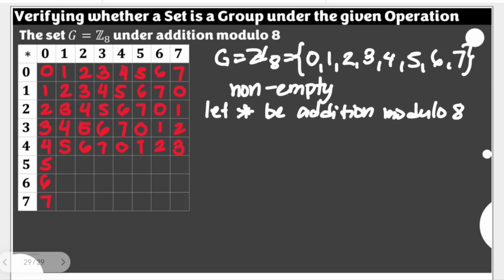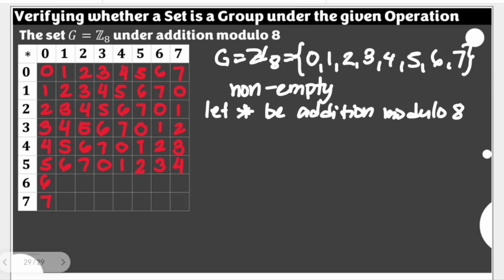Continue. 5 plus 1 is 6. 5 plus 2 is 7. 5 plus 3 is 0. 5 plus 4 is 1 modulo 8. 5 plus 5 is 2. 5 plus 6 is 3. 5 plus 7 is 12. That's 4 modulo 8. Probably you could see a trend, but just for careful consideration, let's do it step by step.